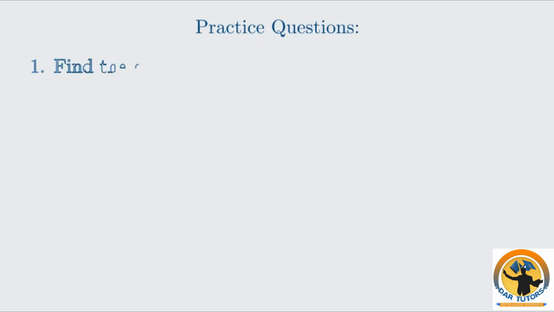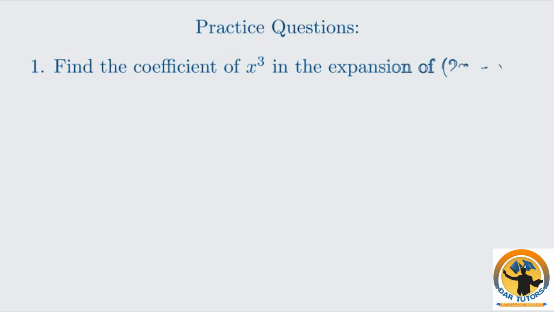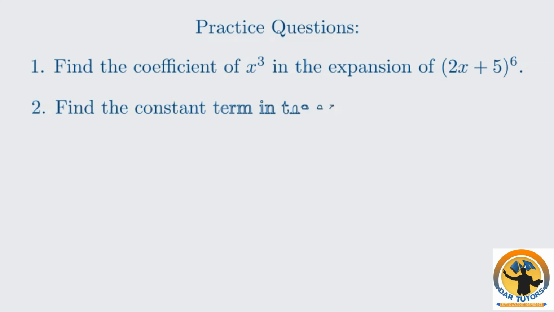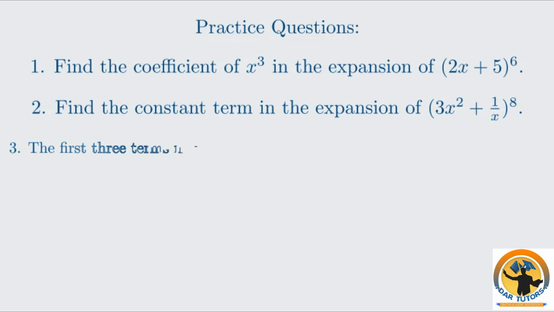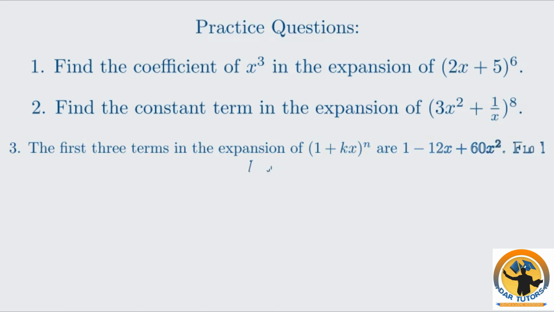Question 1. Find the coefficient of x cubed in the expansion of (2x plus 5) to the power of 6. Question 2. Find the constant term in the expansion of (3x squared plus 1 over x) to the power of 8. Question 3. The first three terms in the expansion of (1 plus kx) to the power of n are 1 minus 12x plus 60x squared. Find the values of k and n.